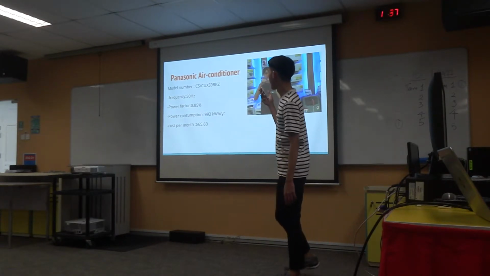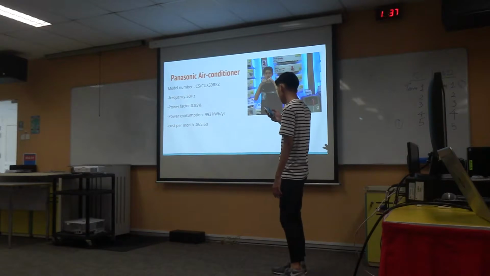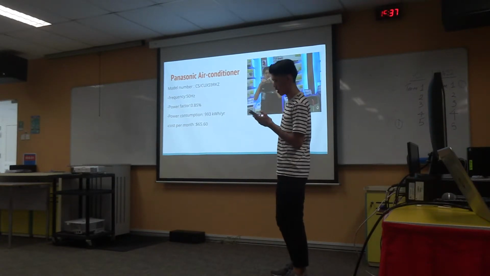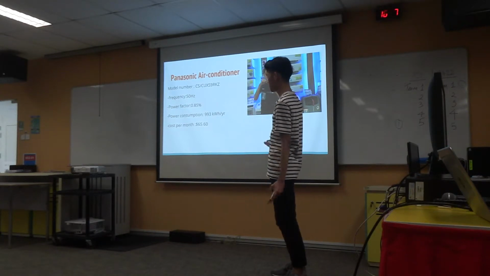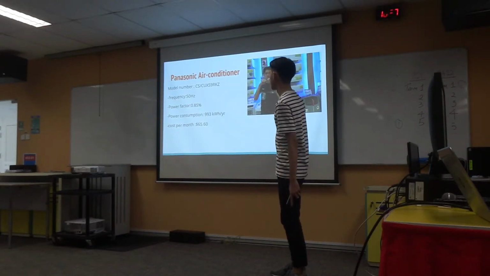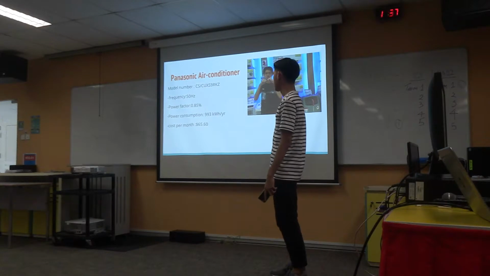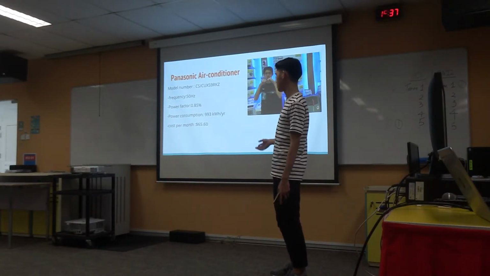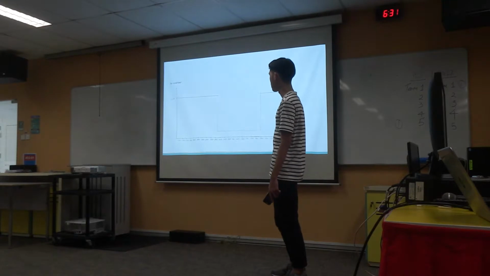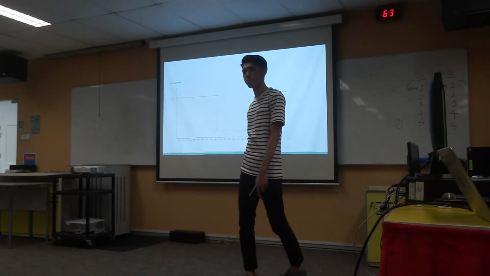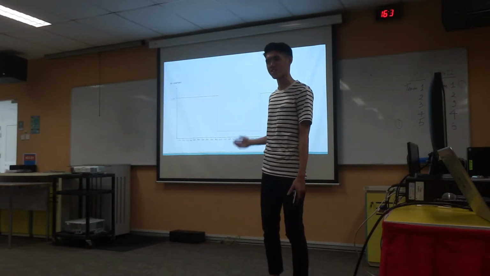So here, this slide shows the specification of a Panasonic air conditioner we saw at Best. It consumes 993 kilowatts of energy per year and costs about $65.60 per month. The graph shows the consumption pattern of the air conditioner.